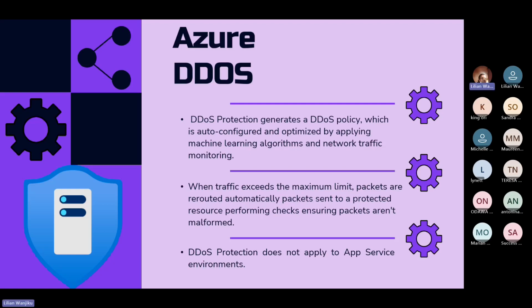Okay. So let's say now we have discovered that this DDoS can impact our business. So what we'll use is called Azure DDoS protection. That is a service in Azure that helps us to protect our services from DDoS, whether it be a website or maybe your virtual networks. It uses a DDoS policy and it is auto-configured and optimized by applying machine learning algorithms and network traffic monitoring.